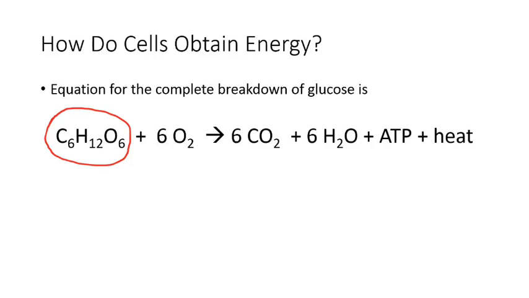So one glucose molecule and 6 oxygens are going to be broken down into 6 carbon dioxides, 6 waters, ATP, and then the extra stuff is going to be released as heat.